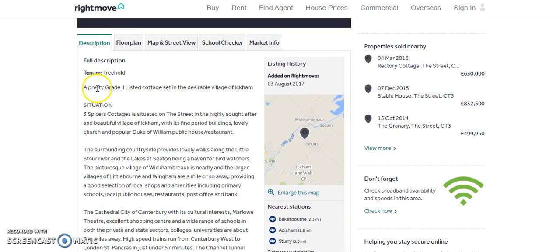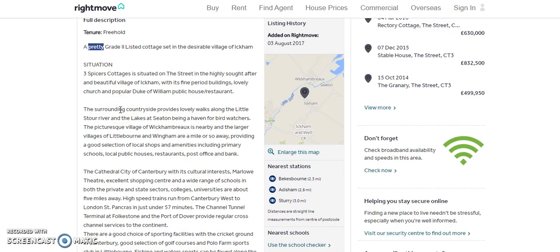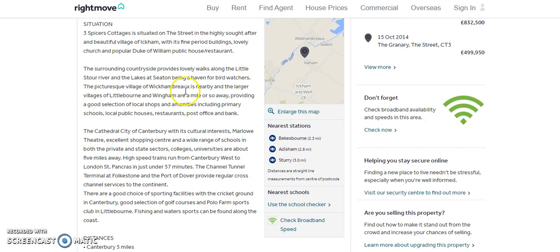So if we have a look at some of the text here, we've got a pretty Grade 2 listed cottage set in the desirable village of Ickham. That's our first sentence here. That word there, pretty, is quite a descriptive word, isn't it? And it seems to be giving us quite a good description of the building itself. I mean, it's saying where it is, so it's giving us information as well. So it's describing the house, it's giving us information, and it's also persuading us. And we're going to work out how we figure that out now.